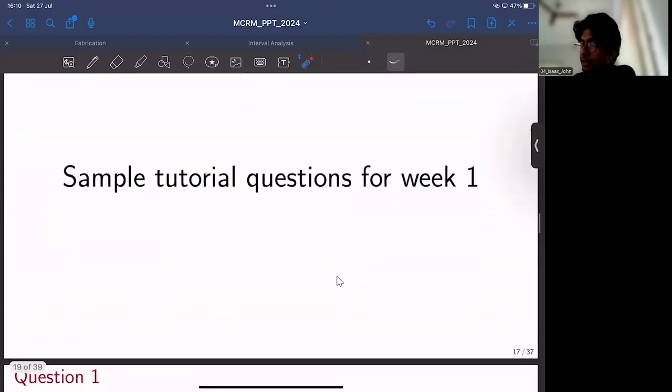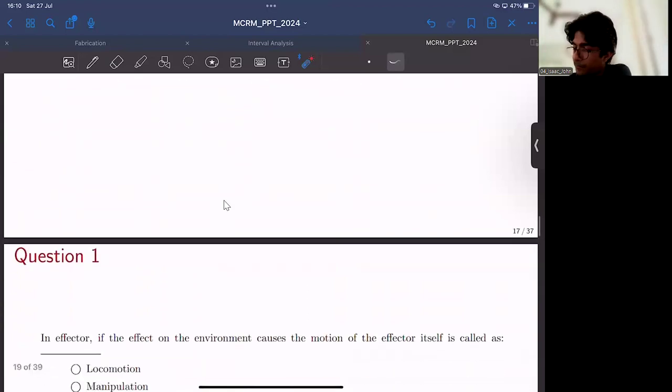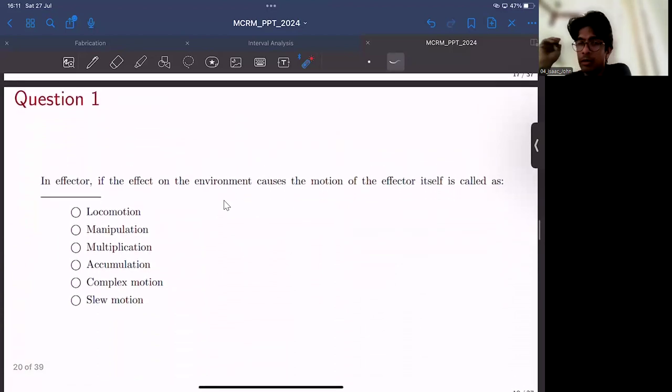Okay, so with that, we will solve a few sample tutorial problems which are relevant to week 1. So yeah, the first question is, in an effector, the effect of locomotion on the environment causes the motion of the effector itself. So which of these options is the correct option? Is it locomotion, manipulation, multiplication, accumulation, complex motion, or slew motion?